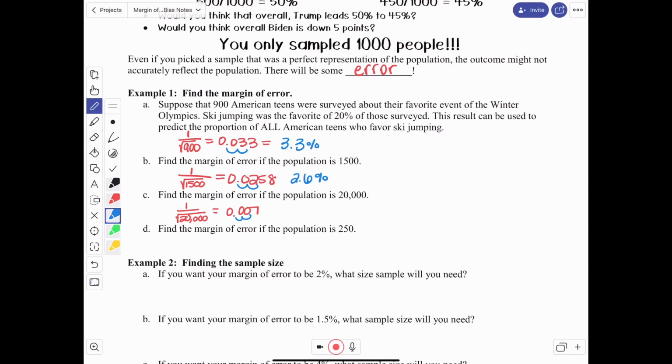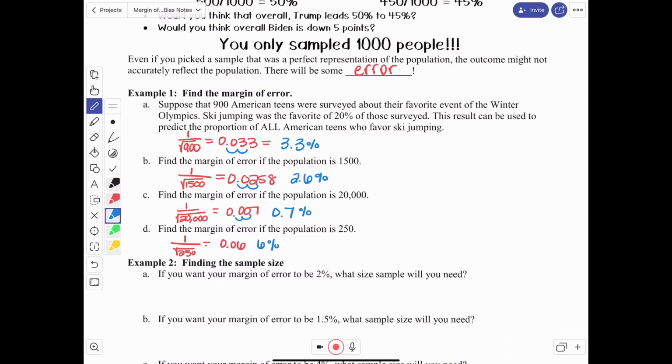So this is actually 0.7%. And find the margin of error if the population is 250. So 1 over the square root of 250, which would be 0.06. So the margin of error is 6%.